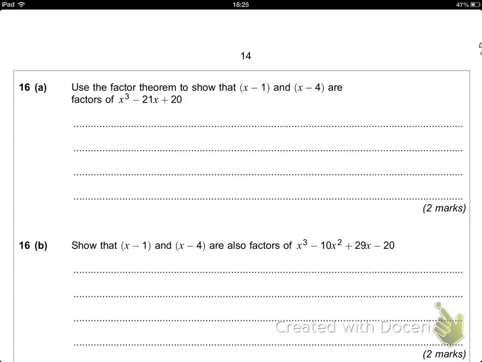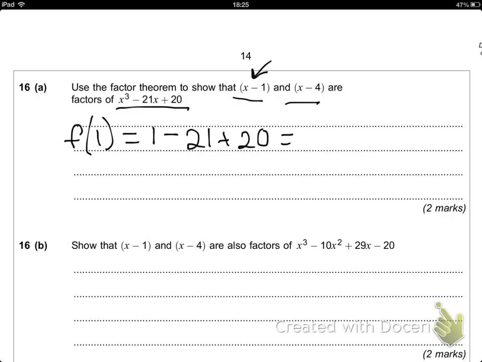Question 16 just asks us to use the factor theorem to show that these two brackets are factors. So the factor theorem just means put the numbers through. So you need to put a number 1 through from this one here. So all you've got to do is substitute 1 into the cubic equation. So 1 cubed is 1, minus 21 times 1 is 21, plus 20, and that should always be 0 if it's a factor, which it is.